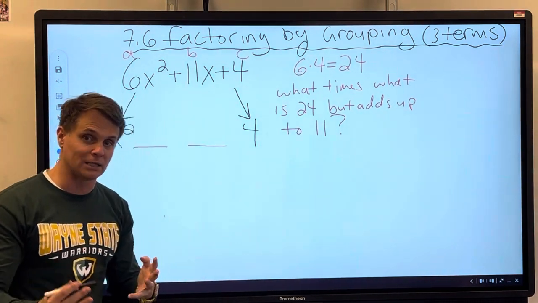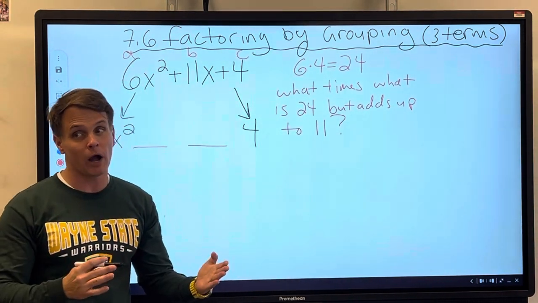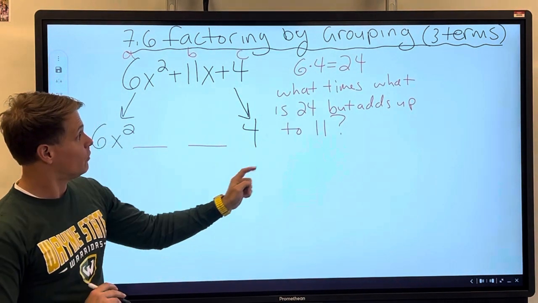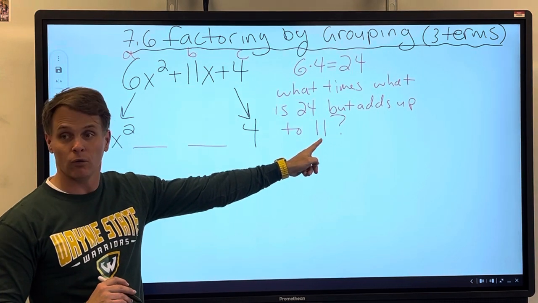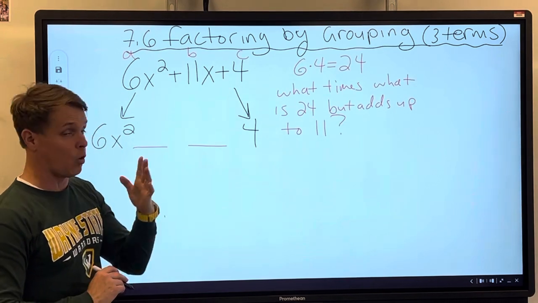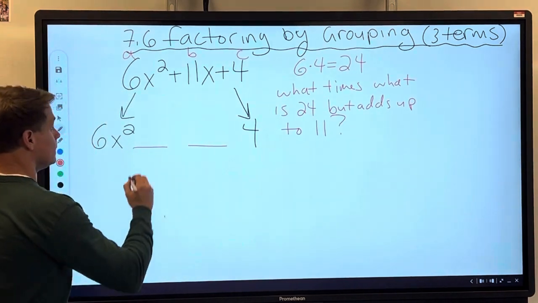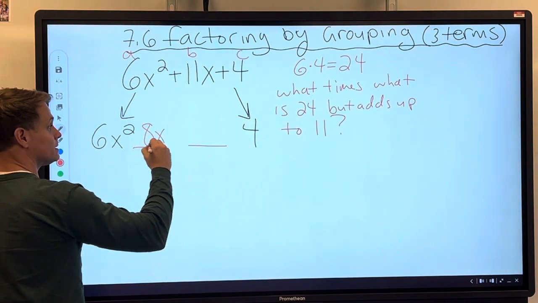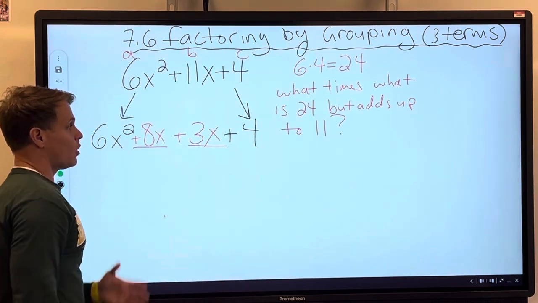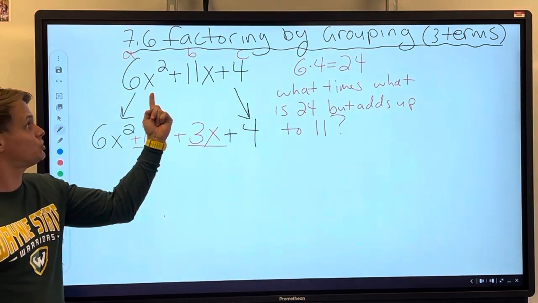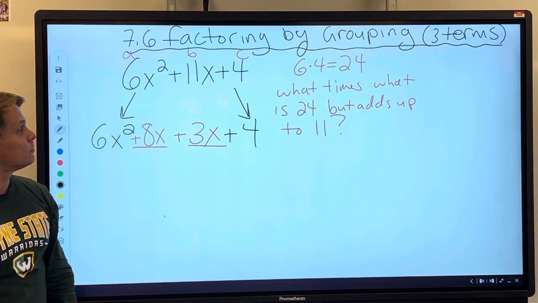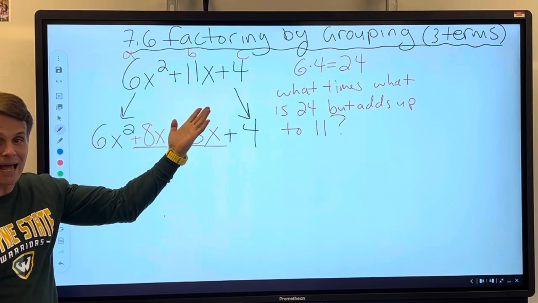So what plus what is 11x? Well, 10x plus 1, 9x plus 2, 8x plus 3, and so on. But the factors that we need have to multiply together to give me 24 and add to give me 11. So the only possible answer is 8 and 3. So I'm going to make that 11x into 8x plus 3x. If I simplify these 4 terms, you'll still get this. They're the same problem. 8x plus 3x is 11x.